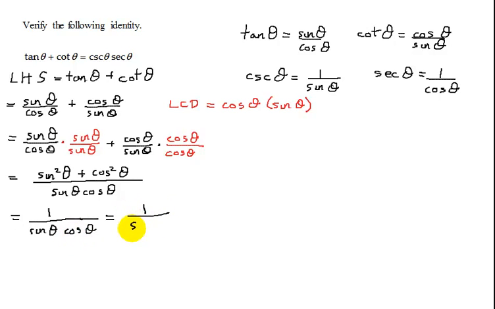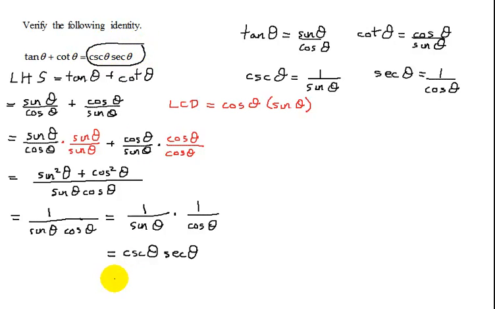which we can break down as 1 over sine theta times 1 over cosine theta, because 1 times 1 is 1, and sine theta times cosine theta gives me this denominator. And then what is 1 over sine theta? Cosecant theta. What is 1 over cosine theta? Secant theta. And is that what we were trying to prove the right-hand side equaled? Yes. So I have proved that the left-hand side equals the right-hand side, so I have verified that identity.